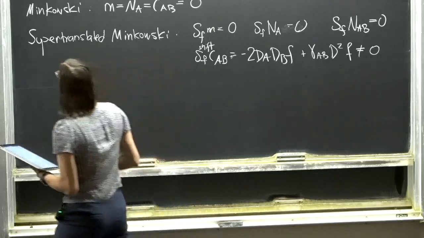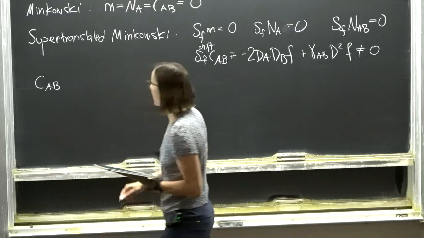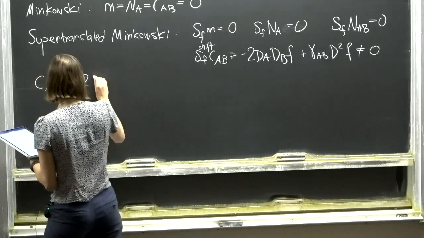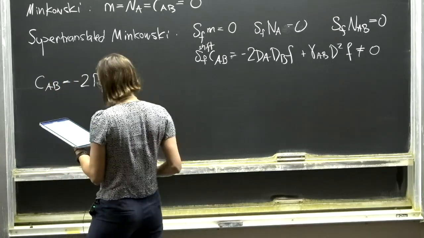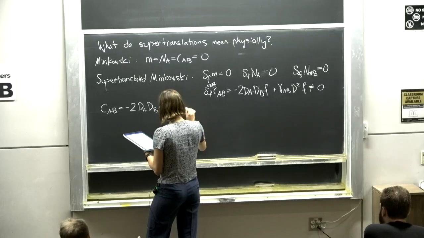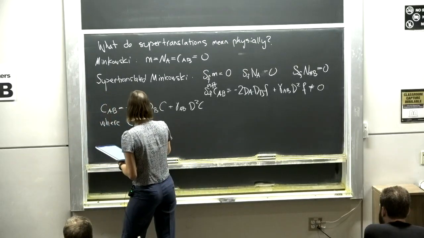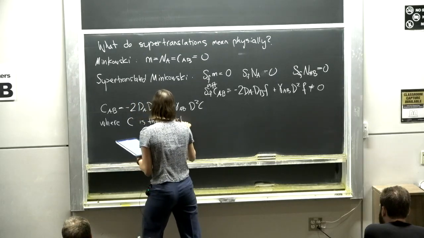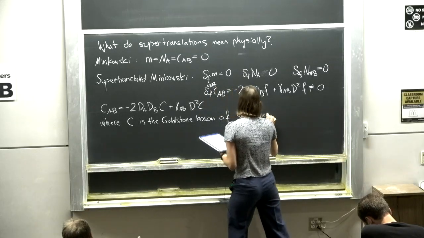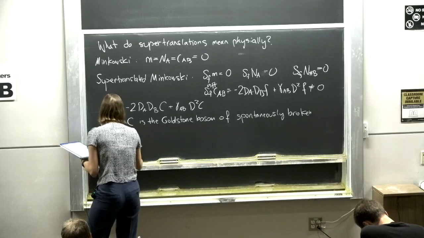OK, interesting. So now I'm in Minkowski space. What do we have? We have vanishing curvature. So it turns out that C_AB, for vanishing curvature, doesn't have to vanish, but it is restricted. And it's restricted to take the following form. There's some derivatives that hit some function c, which is sort of like a spin zero piece of this gravitational data, plus gamma_AB D squared c. Where we call c the Goldstone boson of spontaneously broken supertranslation symmetry.